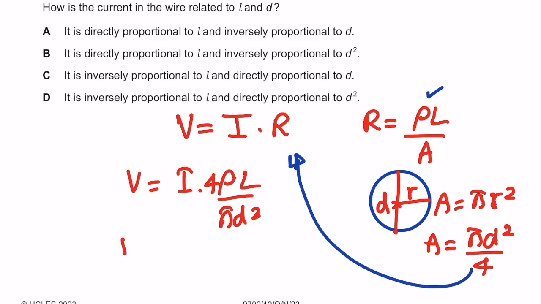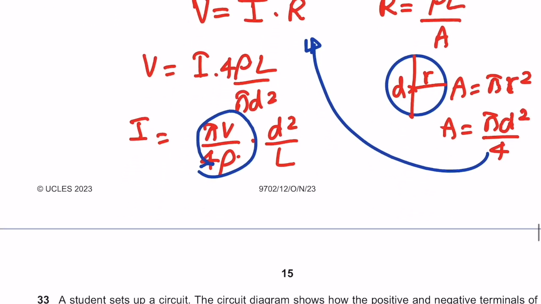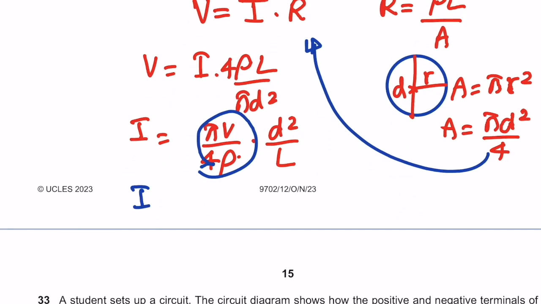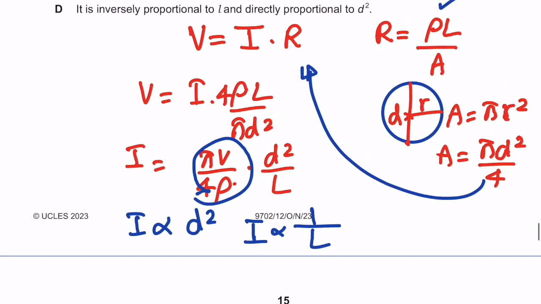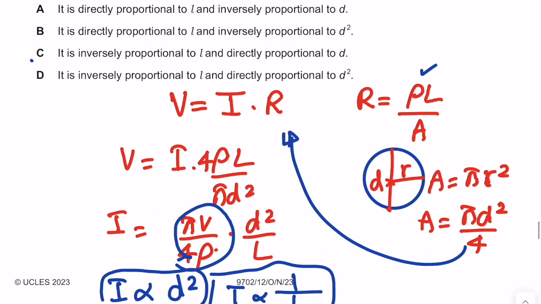So let's rearrange this equation. I equals pi V over 4 rho, times d squared over L. Now I am going to ignore all these parts because these are constant. So current is proportional to diameter squared. Current is inversely proportional to length. These are the two conclusions we can make for this situation. So answer should be C.